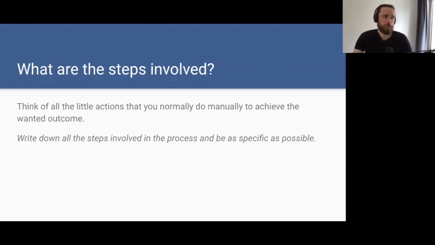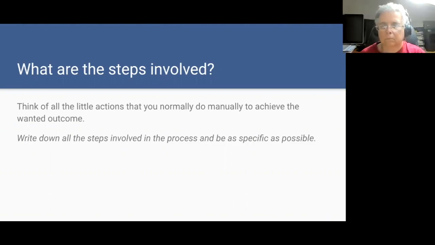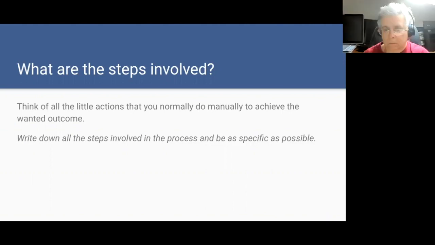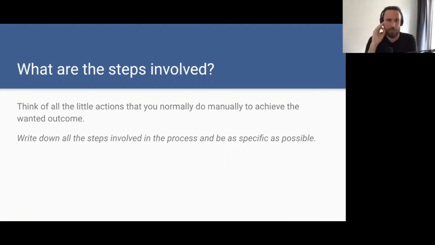And so this is essentially the exercise. Think of all the little actions you normally do manually to achieve the wanted outcome, and be as specific as possible. If you say fetch notes, you don't just say fetch notes. No, you say fetch notes from page X and drag them to page Y, for example. Be that specific, because that will show you where the friction is, I think.